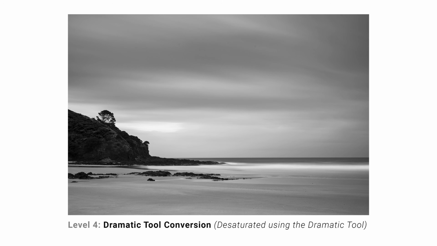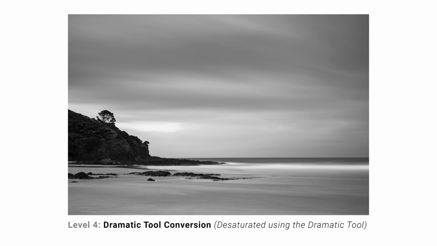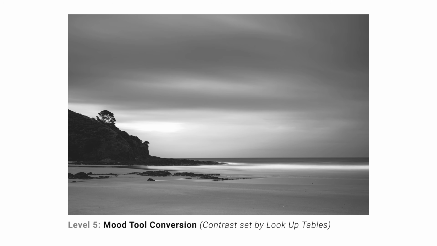We can use the dramatic tool to create a very nice punchy black and white conversion. It certainly doesn't compete with the zonal version that we had full control over, but the dramatic version certainly beats the desaturated version. Then beyond the dramatic conversion, Luminar Neo also gives us another option, which is to use lookup tables, which are found within the mood tool, to add contrast to our photo, and then we desaturate that result.